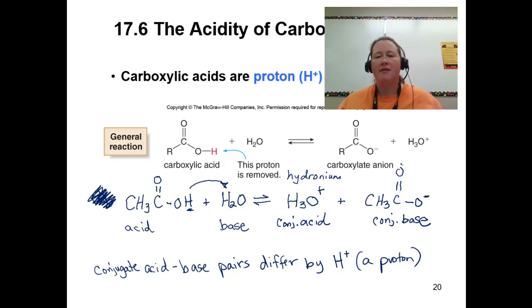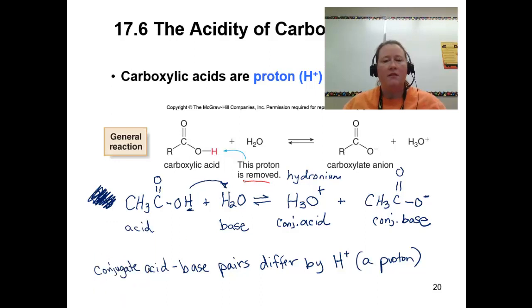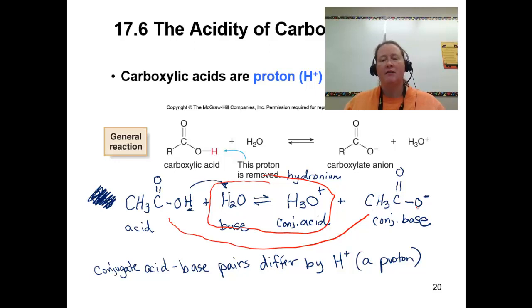So this carboxylate ion is always going to be the conjugate base of a carboxylic acid. Let me change my color. This would be a conjugate acid-base pair, and you can see it's differing by a proton. There's an extra hydrogen here. And then these two here would be a conjugate acid-base pair. This one has the hydrogen and this one does not.